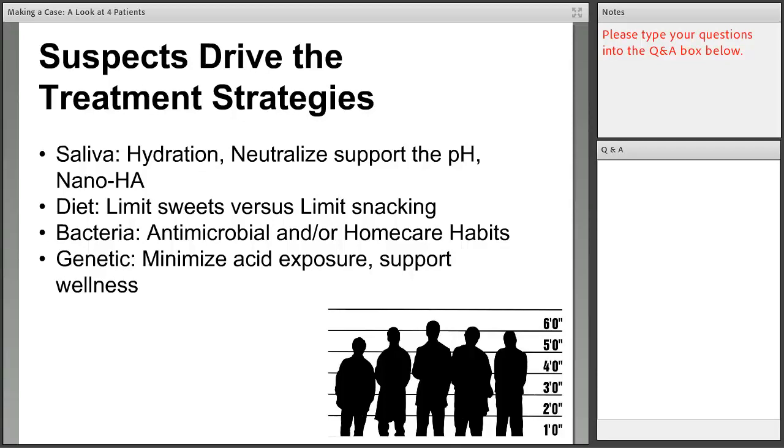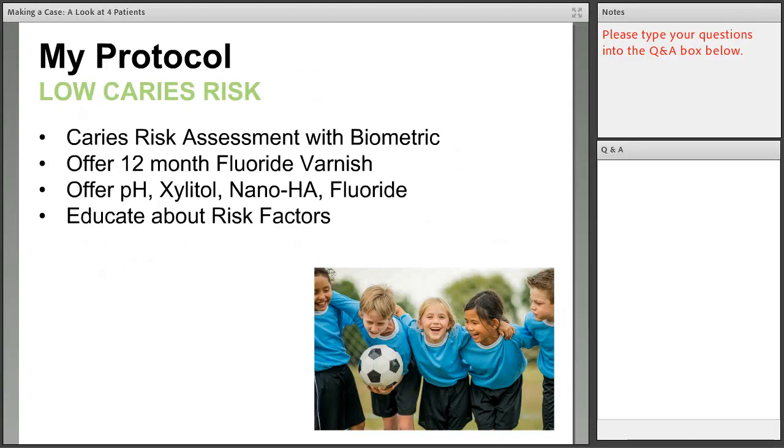If you suspect they have a biofilm problem, you want to talk about either using an antimicrobial agent or helping them support their healthcare, their home care habits. And if it's genetic, you just want to help make sure they understand that they're very susceptible to this disease, and you want to minimize the acidic exposure, those episodes, and just support overall wellness.